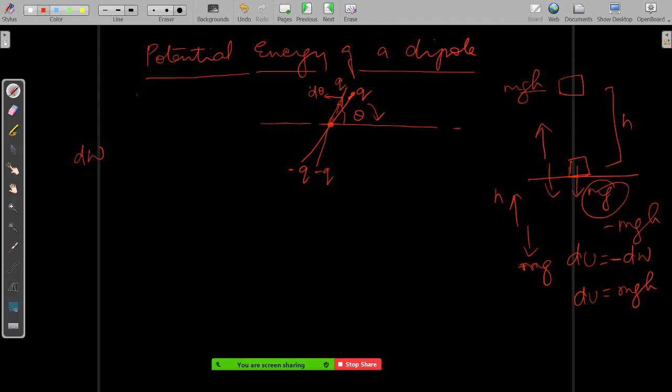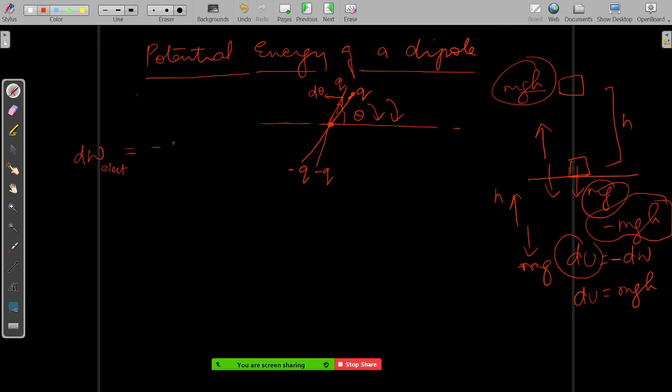Similarly, when we are doing a work, the external agent is doing a work in the opposite direction of the actual torque. So the torque was trying to move this body in this direction, but you are moving it d theta in the opposite direction. So you can use either way to calculate the change in potential energy: the work done by the external agent, or the work done by the internal agent. Let's say what is the work done by the electrostatic force, the internal force basically.